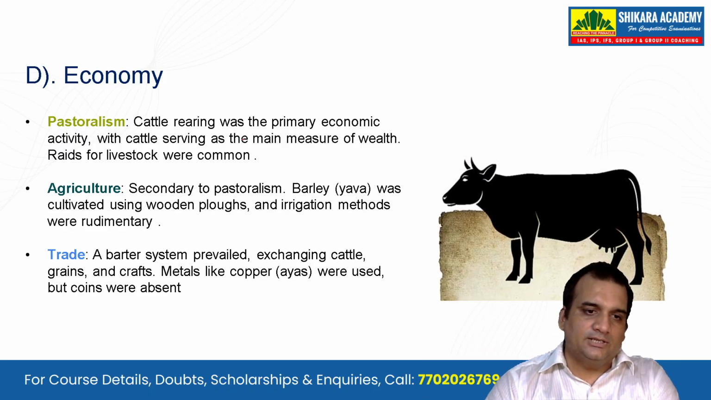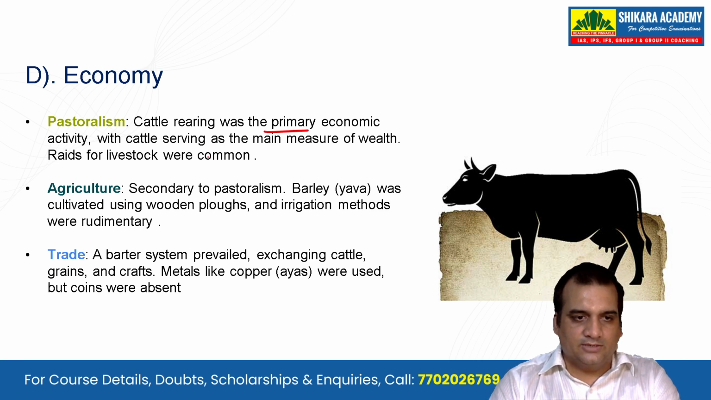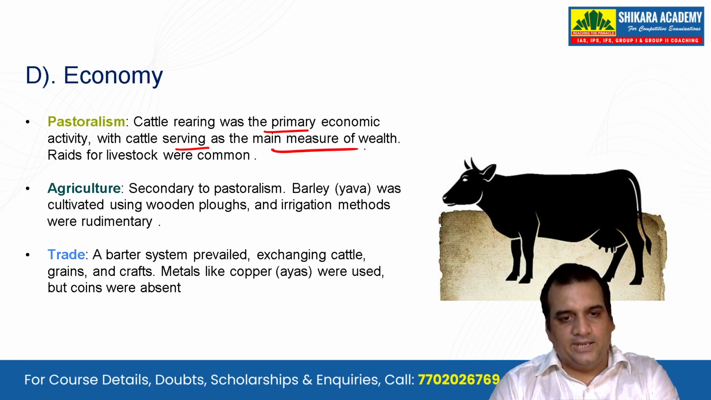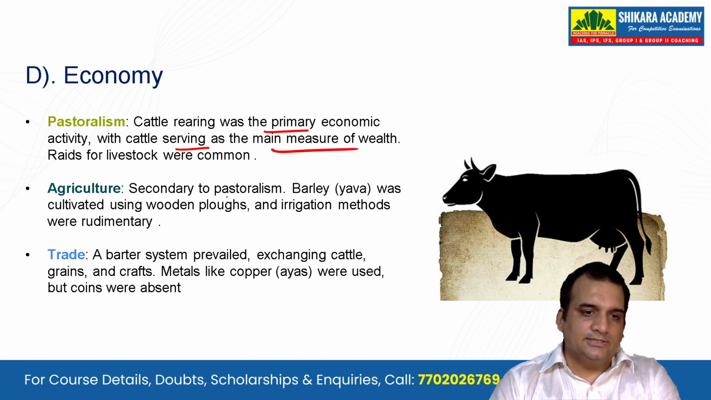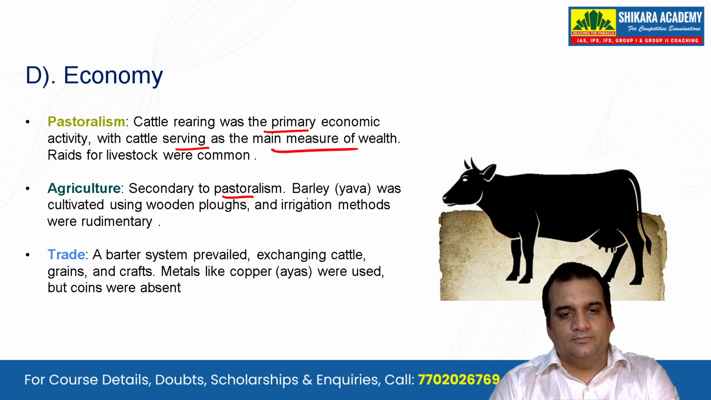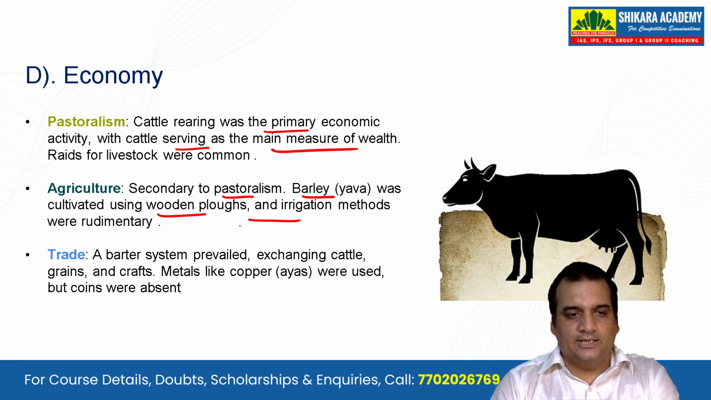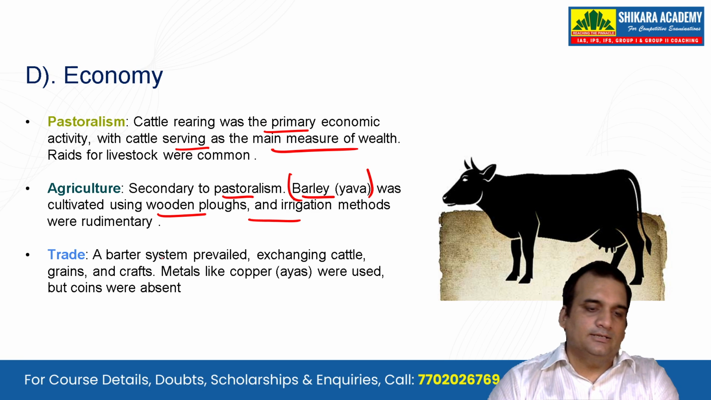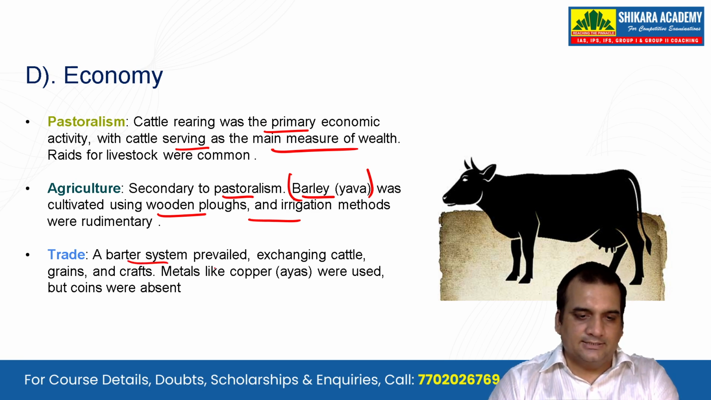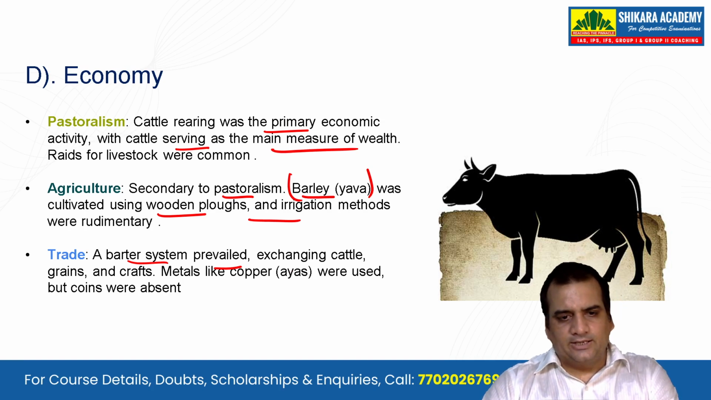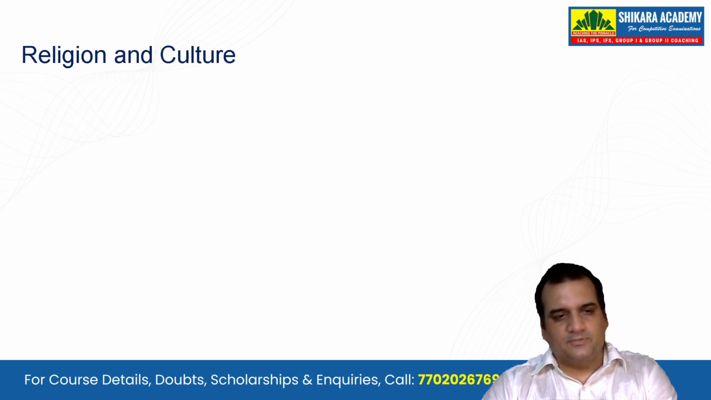Now, what was the economy? Pastoralism, that we have seen. Cattle rearing was the primary economic activity, with cattle serving as the main measure of wealth. Agriculture was secondary to pastoralism; barley was cultivated using a wooden plow, and irrigation methods were rudimentary. So barley is an important grain. Please remember that a barter system prevailed, exchanging cattle, grains and crops. Metals like copper were used, but coins were absent at that time.